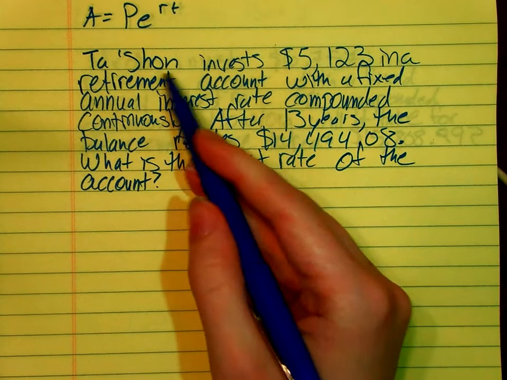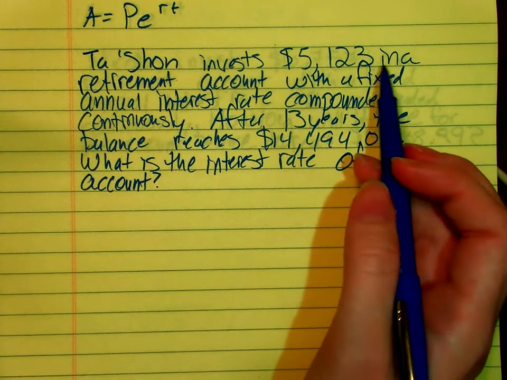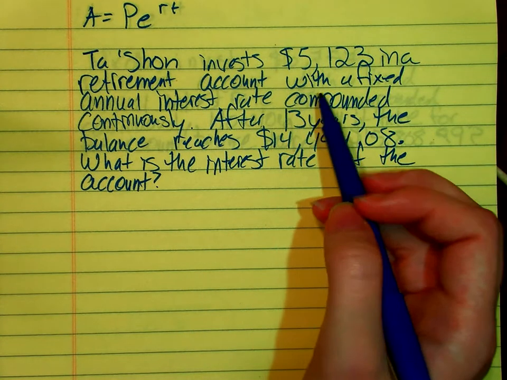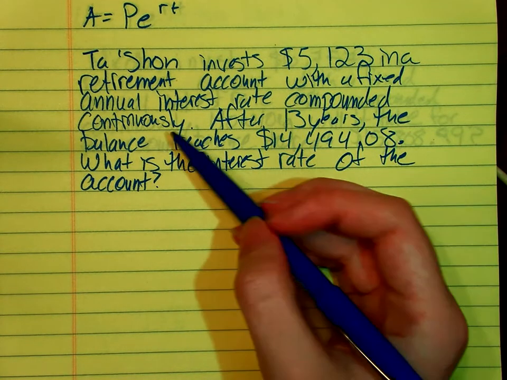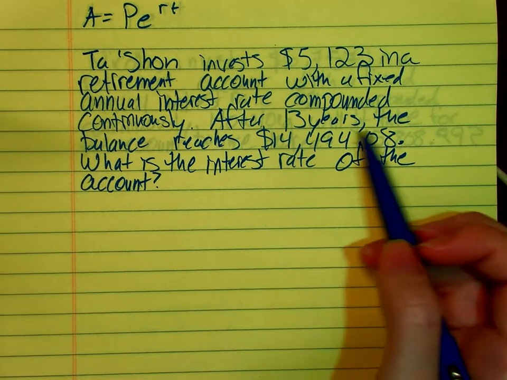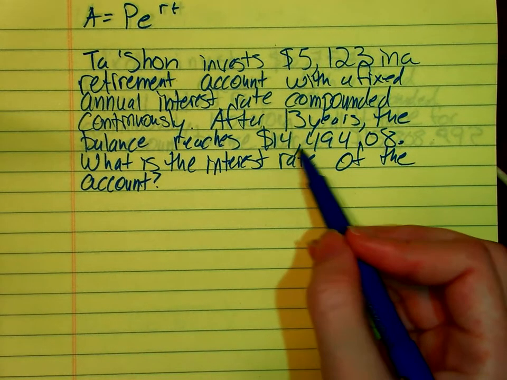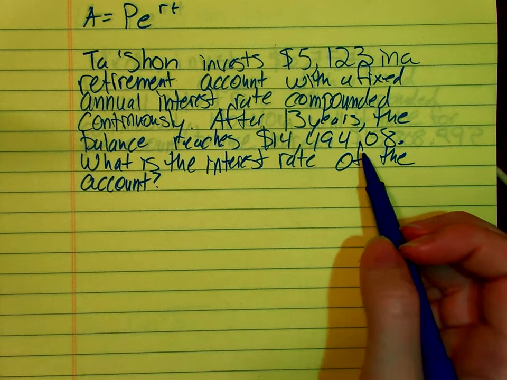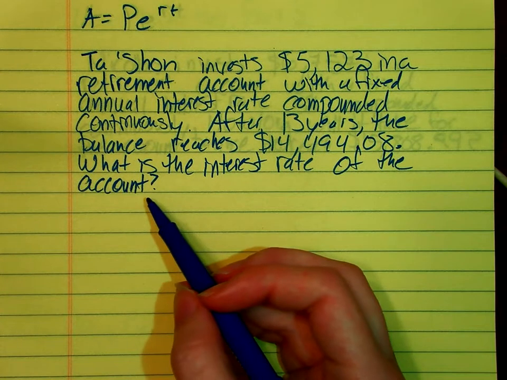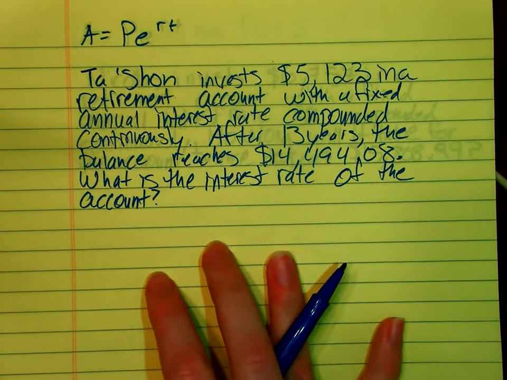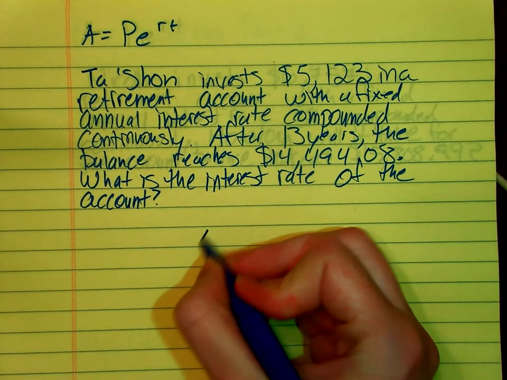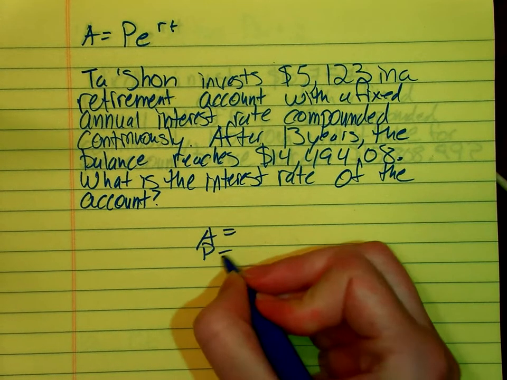We got Tashawn invests $5,123 in a retirement account with a fixed annual interest rate compounded continuously. After 13 years, the balance reaches $14,494.08. What is the interest rate of the account? So let's go ahead and write down what information I know and what information I want to know.